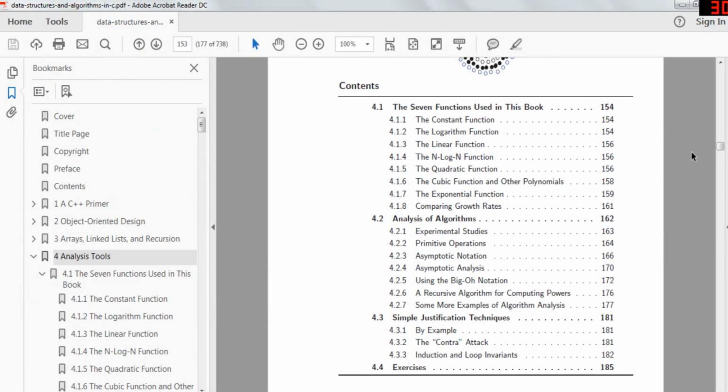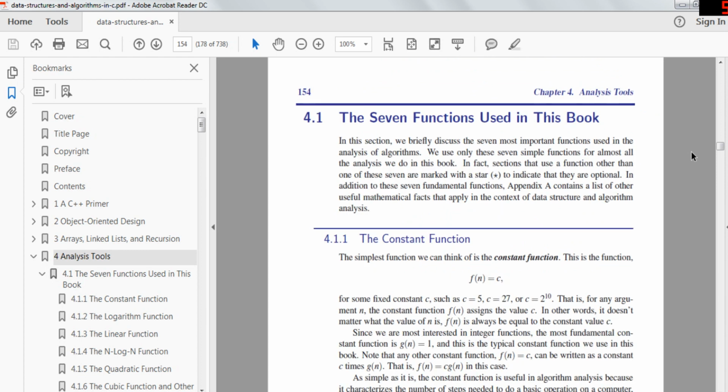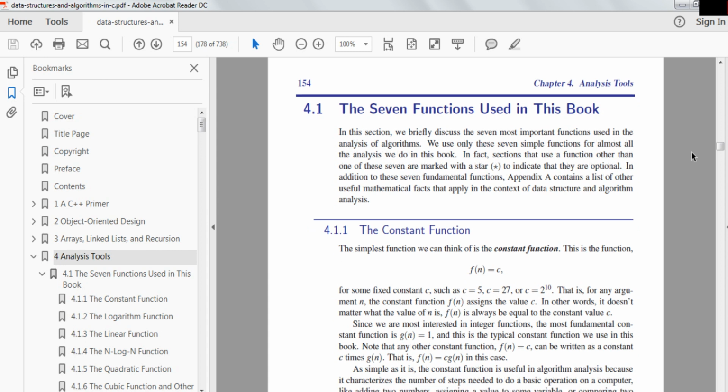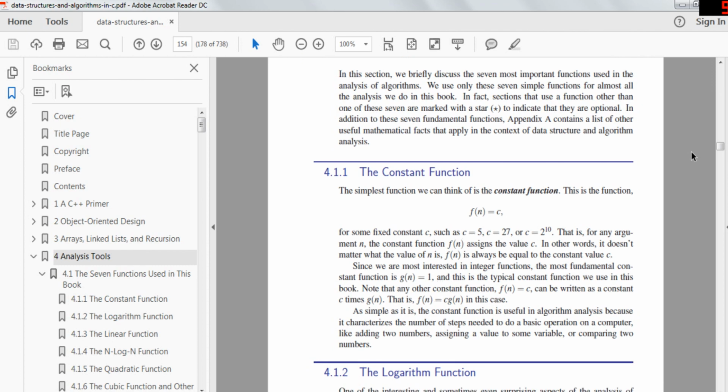And now I can go over the 7 functions in analysis of algorithms. So what are the 7 functions used in this book? In this book we discuss the 7 most commonly used functions in analysis of algorithms. We use only these 7 functions for almost all the analysis we do in the book. In fact, sections that use a function other than one of these 7 are marked with a star to indicate that they are optional. In addition to these 7 functions, there are other mathematical facts that apply to data structure and algorithm analysis.